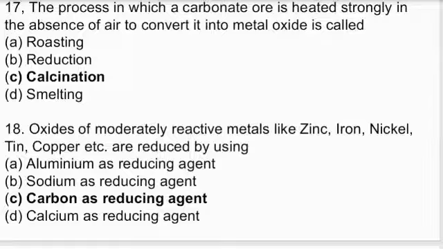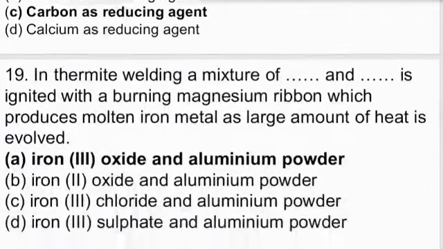Question number 18. Oxides of moderately reactive metals like zinc, iron, nickel, tin, copper, etc. are reduced by using. The options are aluminum as reducing agent, sodium as reducing agent, carbon as reducing agent, calcium as reducing agent. The correct option is C, carbon as reducing agent.